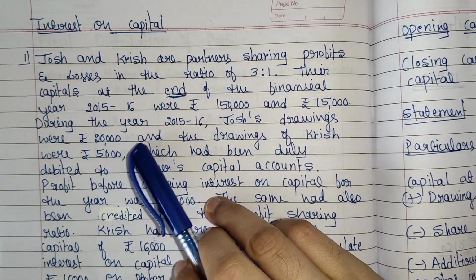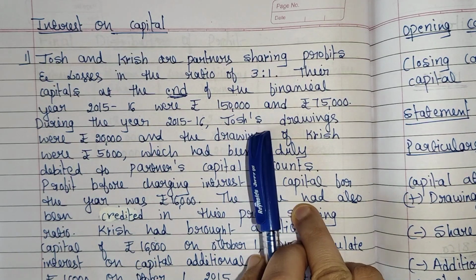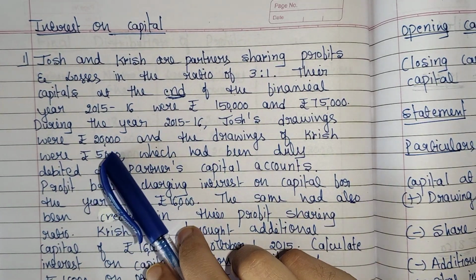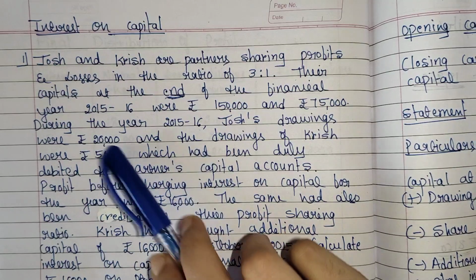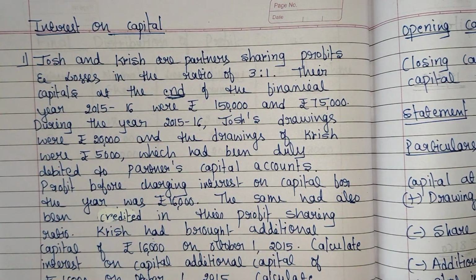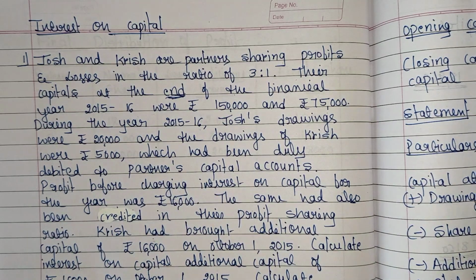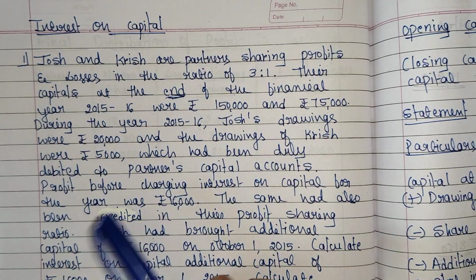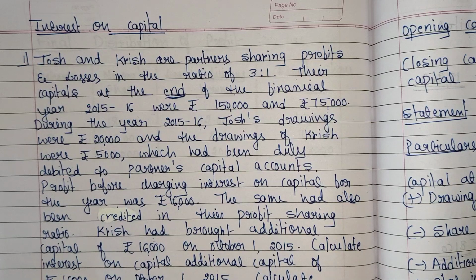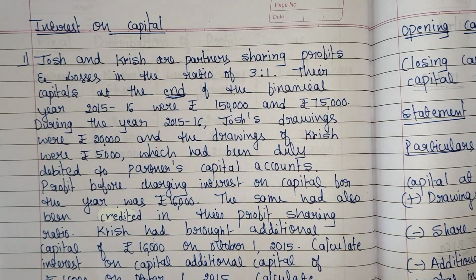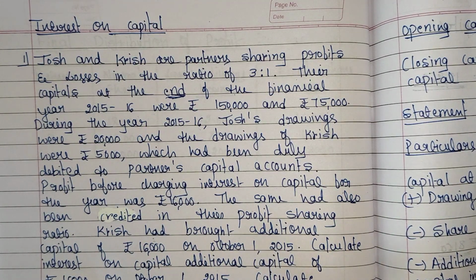Now next, during the year 15-16, Josh's drawings were 20,000 and drawings of Krish were rupees 5,000, which had been duly debited to partners' capital accounts. Clear? So this one I will explain when solving the problem.